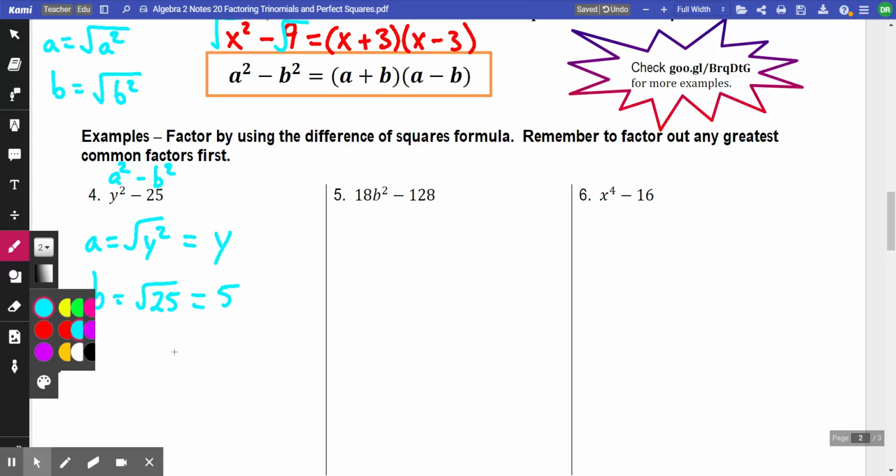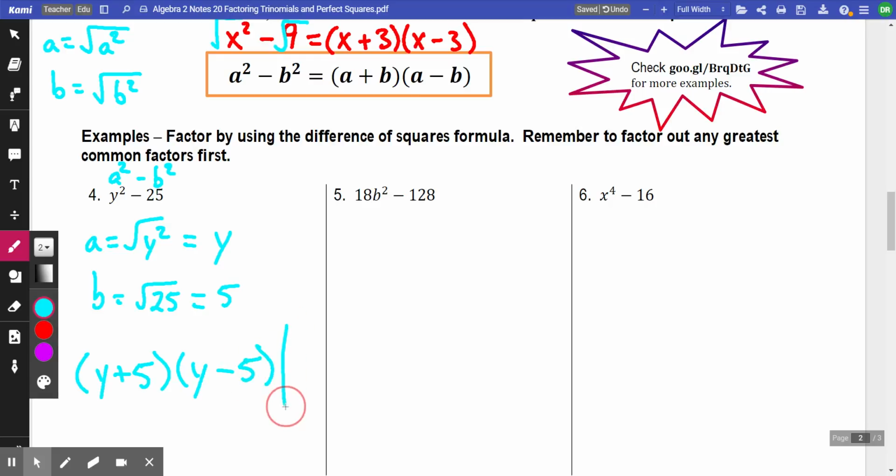So when we go to factor this, we have two factors that are identical to each other, except one has addition, the other subtraction. They will both start with a, and a for us was equal to y. They both end with b, which is 5. And so we have two factors here, y plus 5 and y minus 5. When we multiply those back together, we end up with the polynomial y squared minus 25.